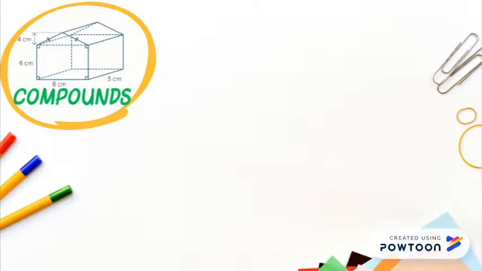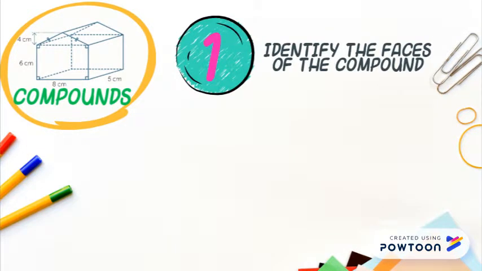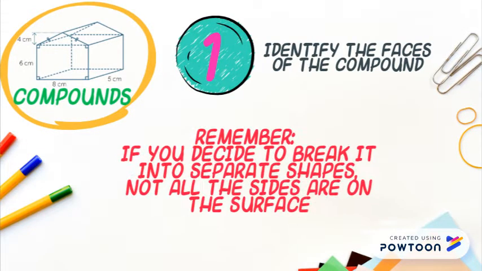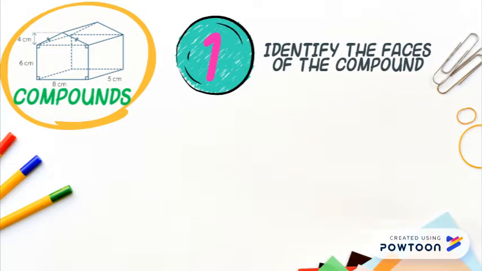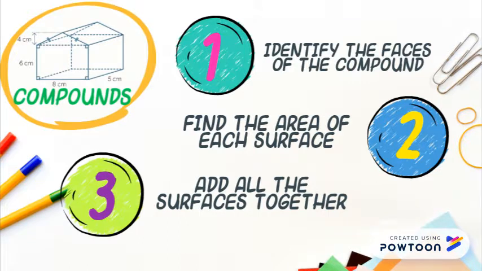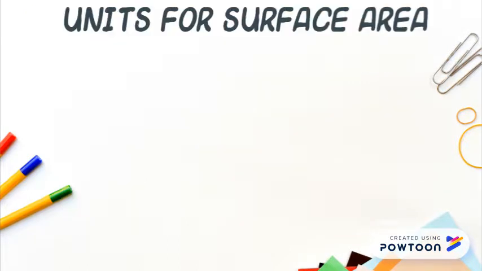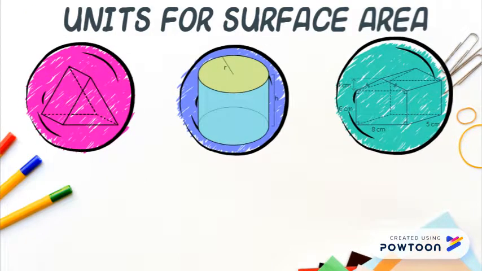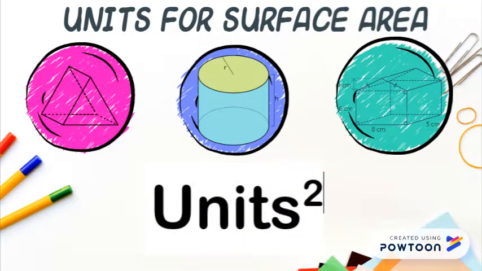Now for the compound shapes. Firstly, you will need to identify the faces of the compound. Remember, if you decide to do this by splitting it into separate shapes, not all of the faces are on the surface. Next, you will need to find the area of each of the surfaces, and finally, add them all together. In terms of units for surface area, your answer will always be in units squared.